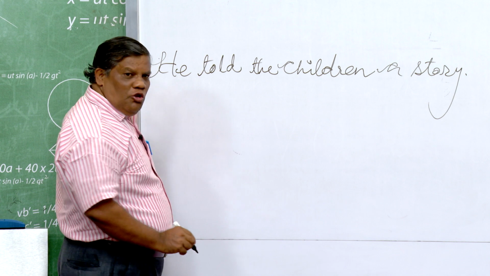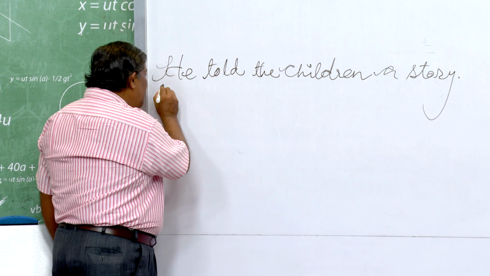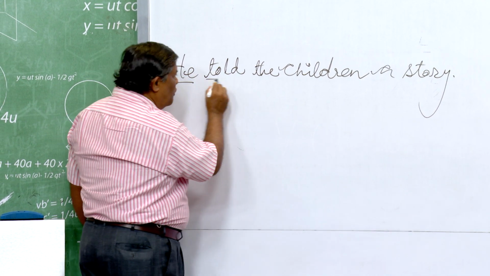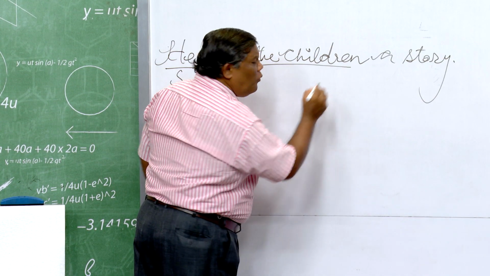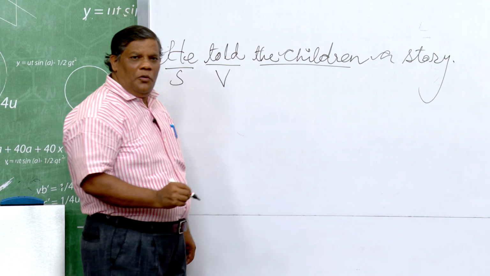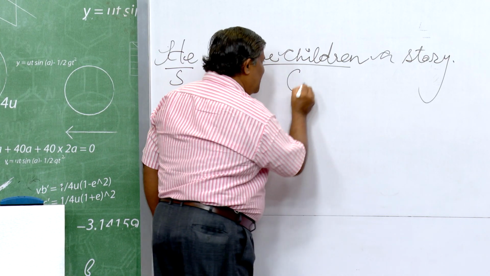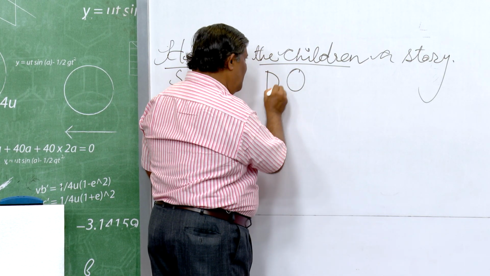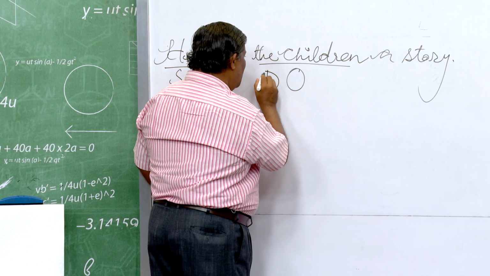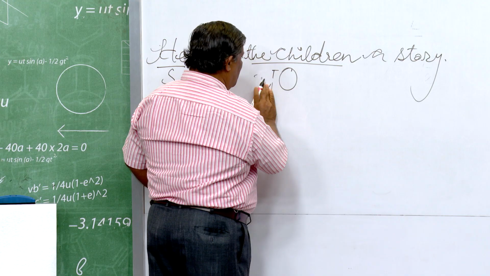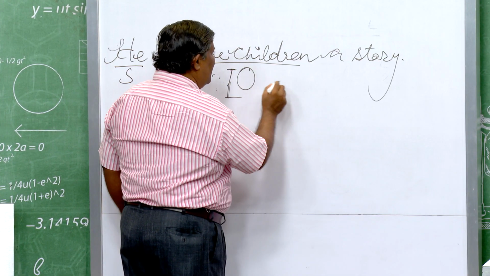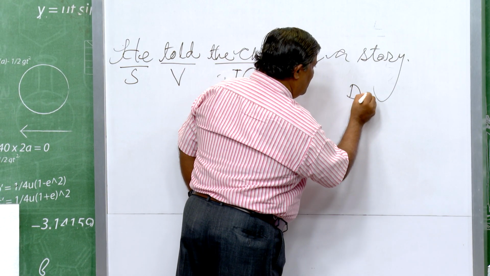He told the children a story. Here, he is the subject of the sentence, told is the verb of the sentence, and the children, whom? He told whom the story? The children, this is called IO, and here the story is DO.